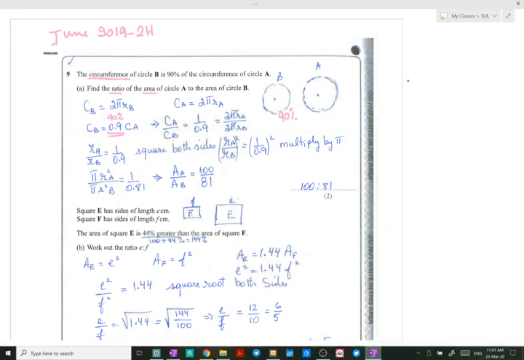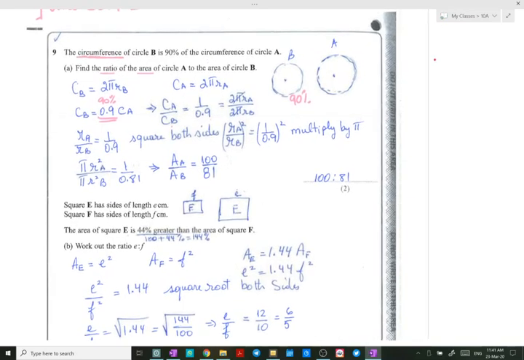Number 9 is taken from the past paper GCSE 9-1, June 2019 to H. The circumference of circle B is 90% of the circumference of circle A. We need to find the ratio of the area of circle A to the area of circle B.